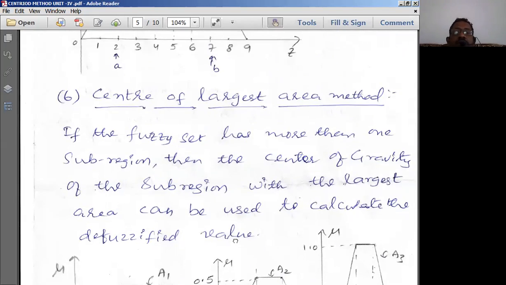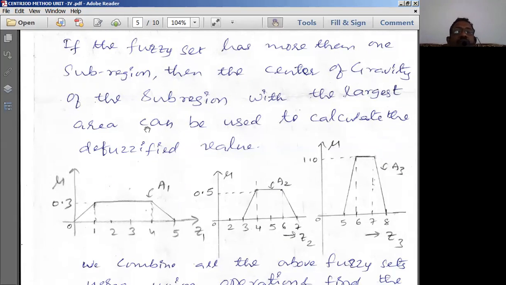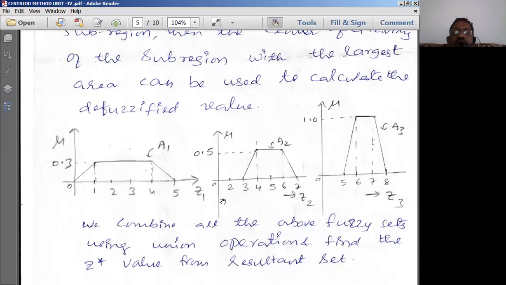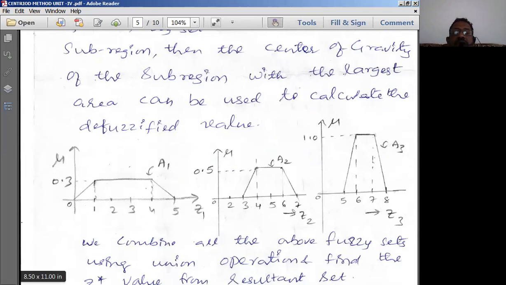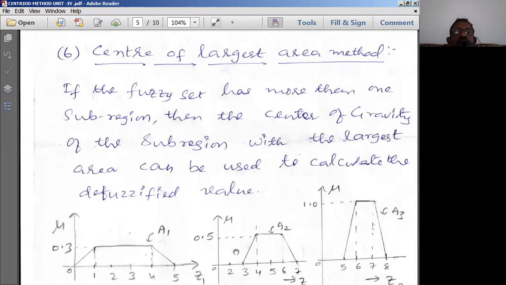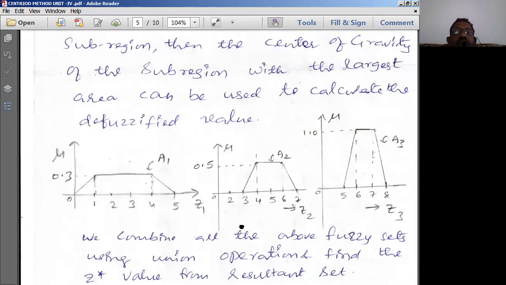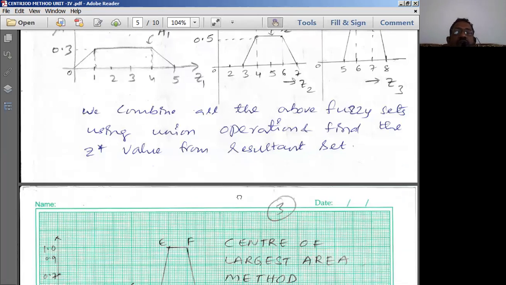According to the definition, the largest area can be used to calculate the defuzzification. That means everywhere we have to keep on finding the area in a continuous manner. This is nothing but a continuous fuzzy set representation. So therefore continuously we have to use the area function. So therefore we are going to use the area function.